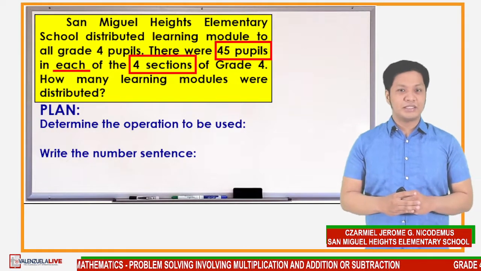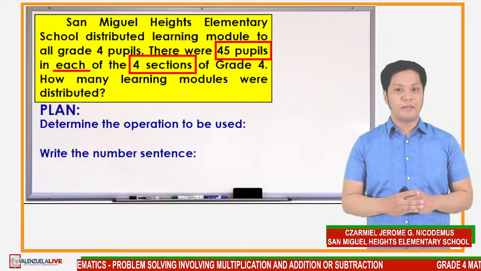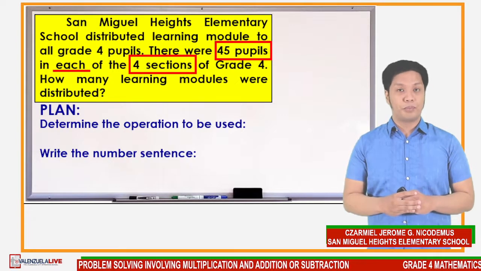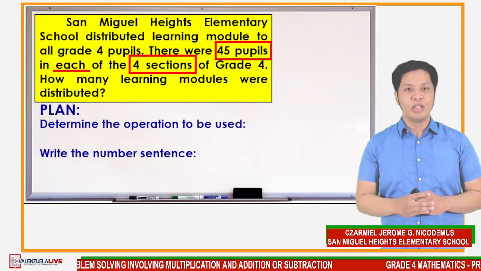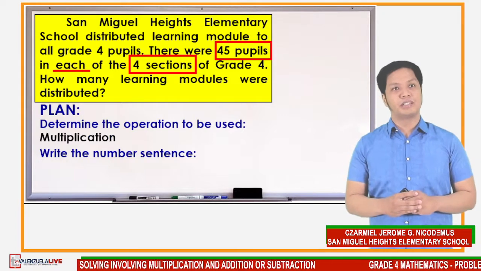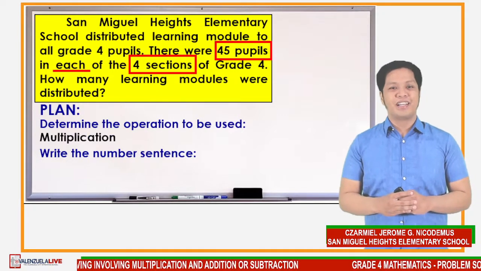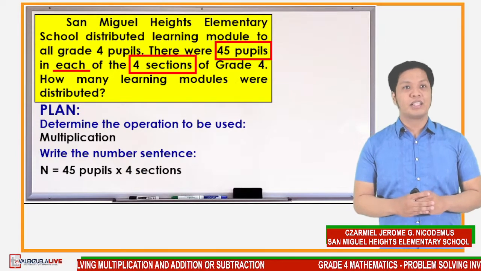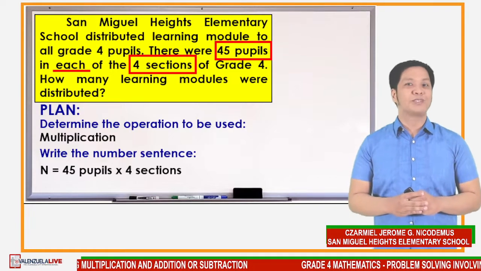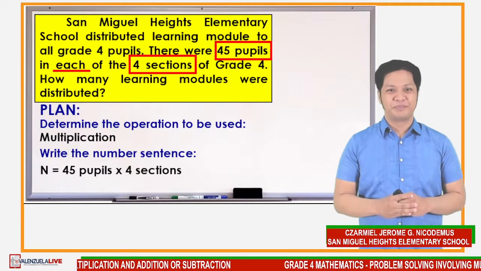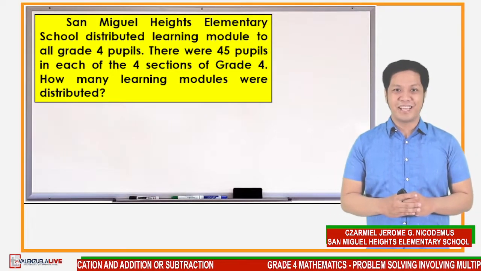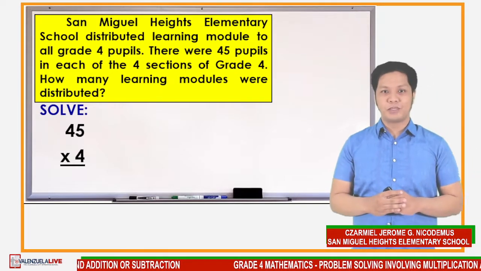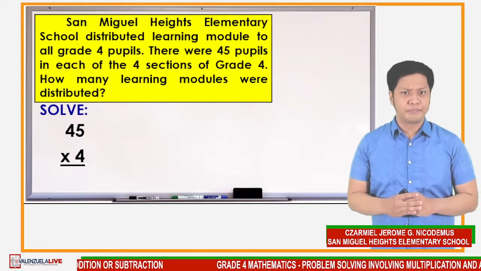The word each tells us that we need to multiply 45 pupils by 4 sections to know the number of pupils in grade 4. So our operation to be used is multiplication, and our number sentence is N equals 45 pupils times 4 sections. The third step is to solve for the problem. 45 times 4 equals what?